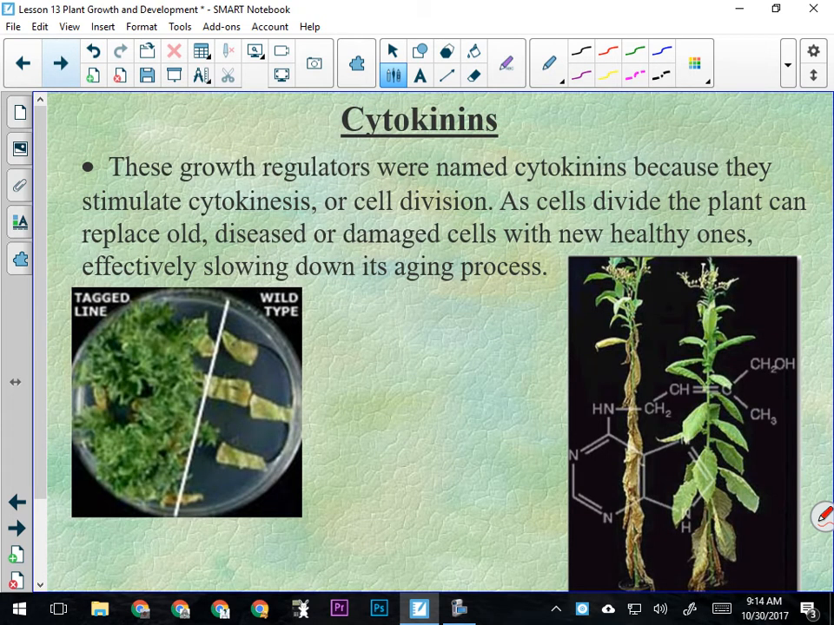All right, cytokinins, another group of plant hormones. Cytokinins cause cytokinesis, which is cell division. This is why plants can live so long. I mean perennial plants can live so long. Obviously, annual plants only live one year and then they die. But some plants can live for thousands of years. The oldest plant in the world is the Methuselah tree.